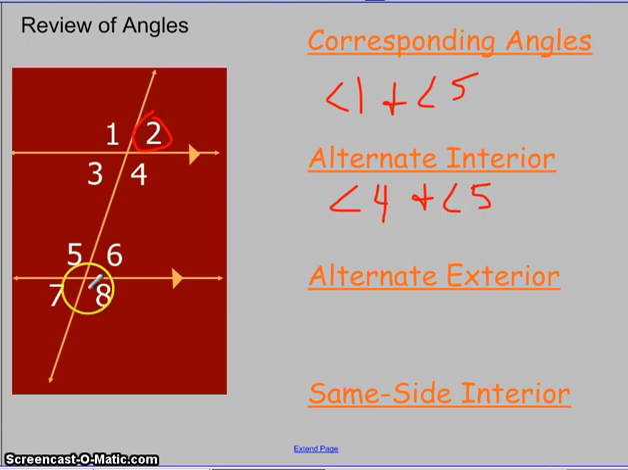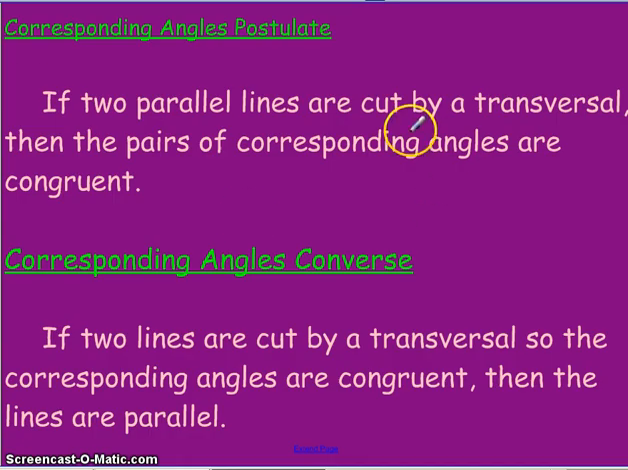So angle 2 and angle 7 would be examples of alternate exterior angles. And then same side interior are going to be on the same side of the two parallel lines cut by the transversal, and just like it says, on the same side of the transversal. So angle 4 and angle 6 would be examples of same side interior angles. Let's go ahead and move on.